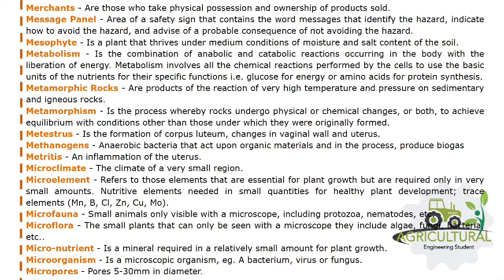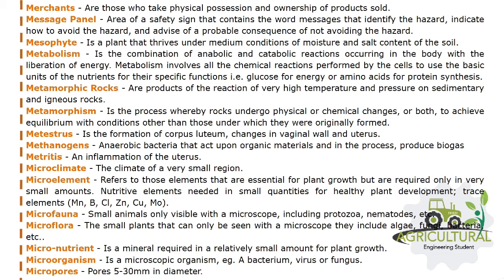Metamorphic rocks are products of the reaction of very high temperature and pressure on sedimentary and igneous rocks. Metamorphism is the process whereby rocks undergo physical or chemical changes, or both, to achieve equilibrium with conditions other than those under which they were originally formed. Metestrus is the formation of corpus luteum, changes in vaginal wall and uterus. Methanogens, anaerobic bacteria that act upon organic materials and in the process produce biogas. Metritis, an inflammation of the uterus.